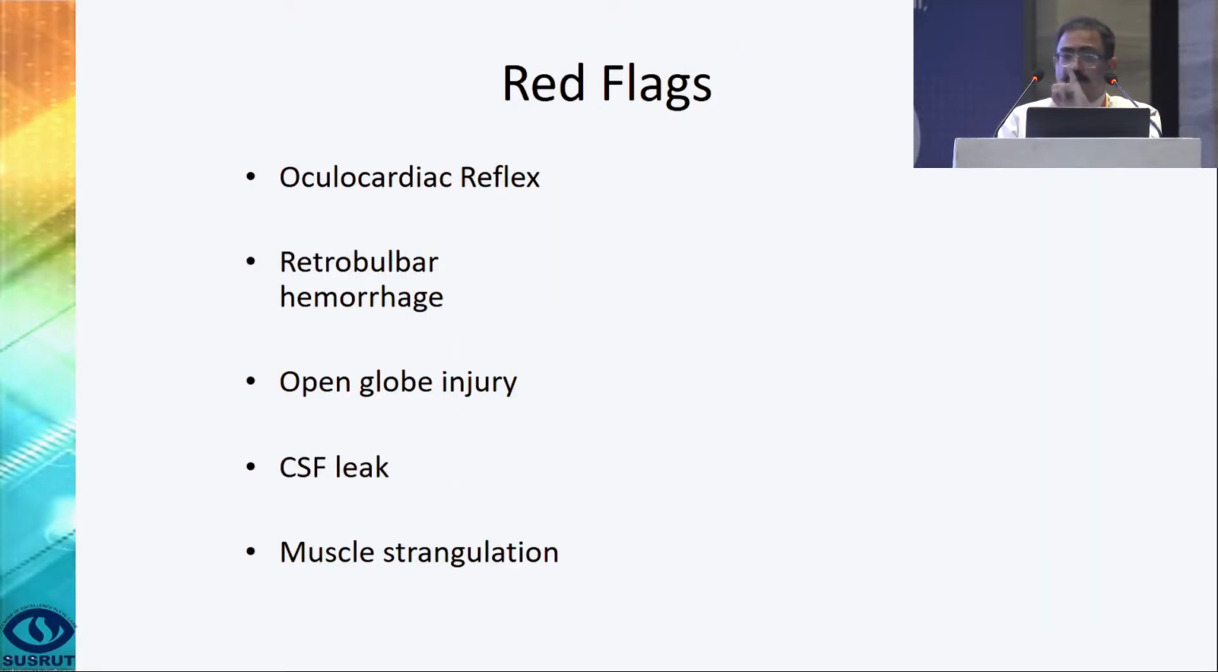So these are things to watch out for. Number one is the oculocardiac reflex. Is there a hemorrhage behind the eye? Okay. Are we dealing with an open globe injury? Because that would need treatment first. You would actually avoid doing a fracture surgery in such a situation, because you could rupture the globe or cause further injury because of the manipulation involved in orbital surgery. CSF leak. Okay. And of course, muscle strangulation.